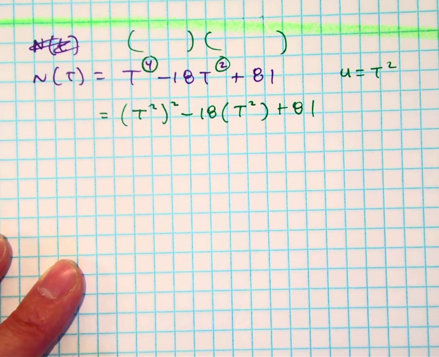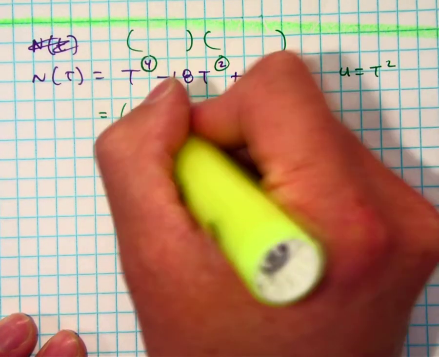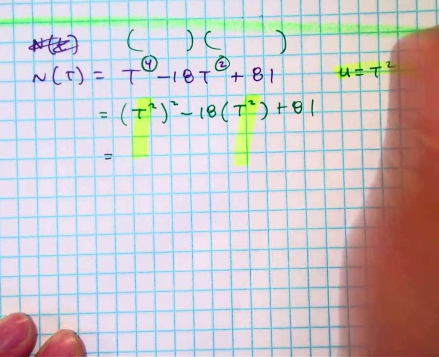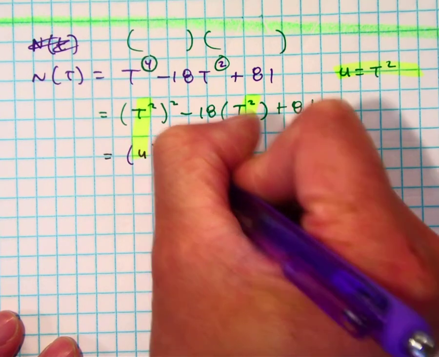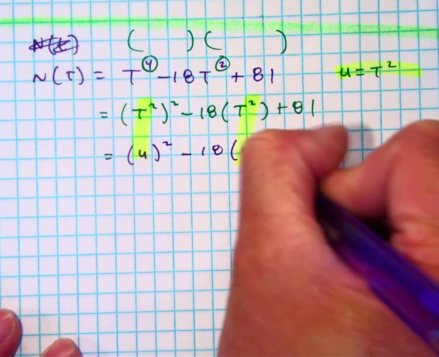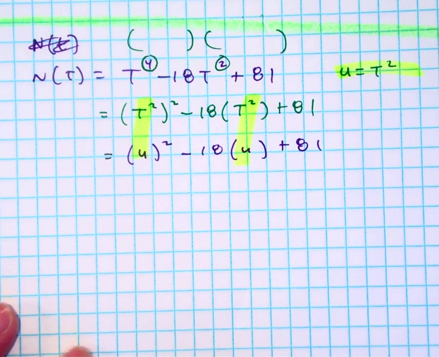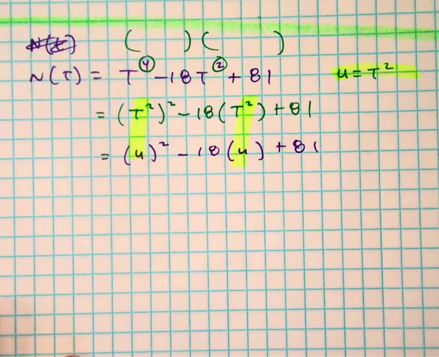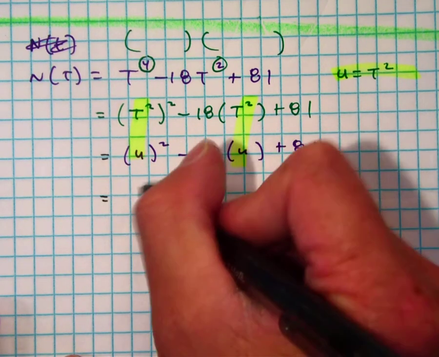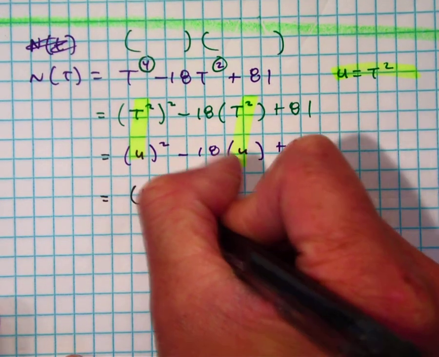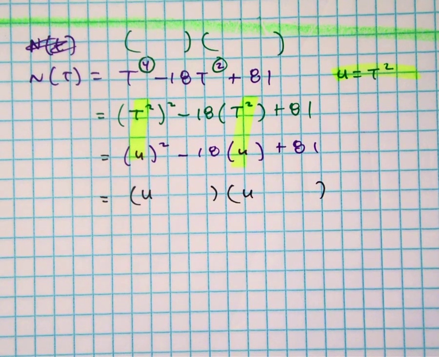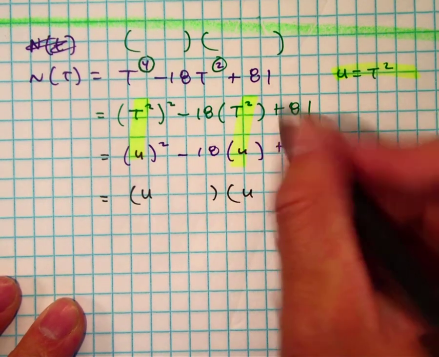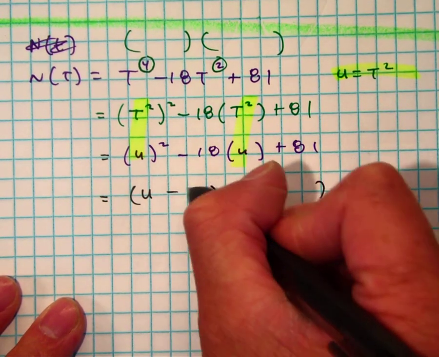Would you agree so far? Okay, so now every t squared value I'm going to write as a u to make the problem understandable for you. So now I'm going to have u squared minus 18u plus 81. Can you guys factor that now? Sure. Two numbers that multiply to be 81 but add to be negative 18. Negative 9 and negative 9.